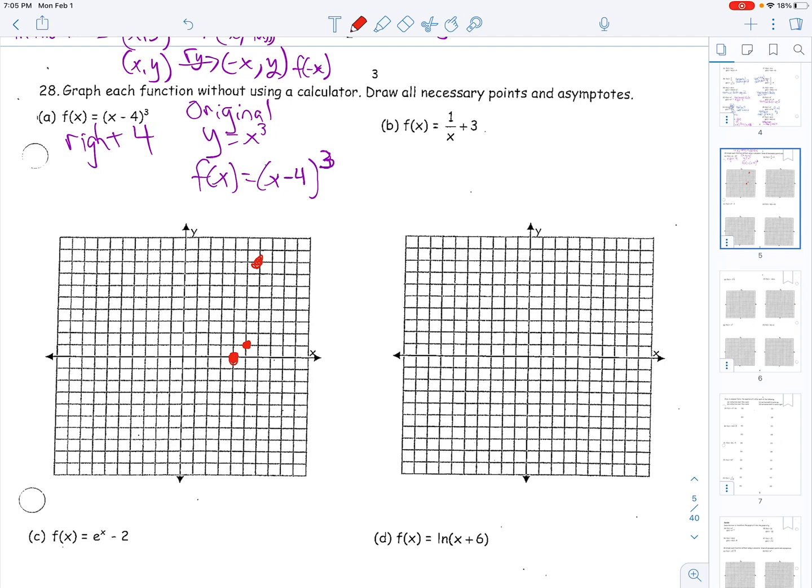All right. And we do know some other points. -1, -1 is on x cubed. Move that to the right 4 units. Move it right 1, 2, 3, 4. And then -2, -8 is another point on x cubed. Move it to the right 1, 2, 3, 4 units here.